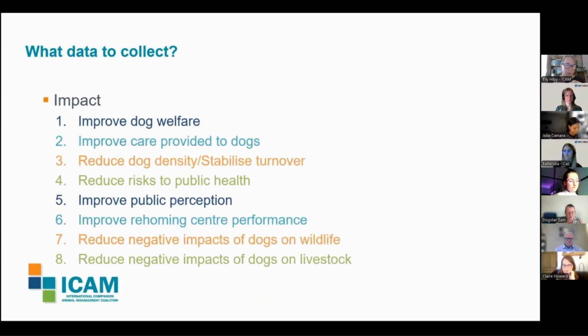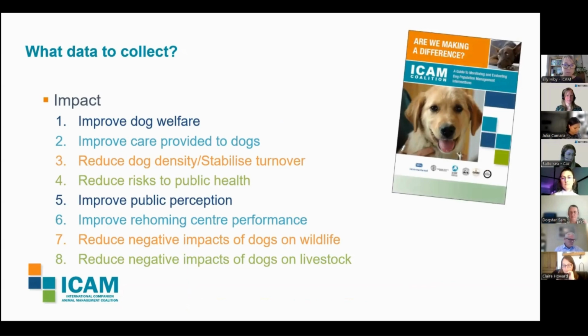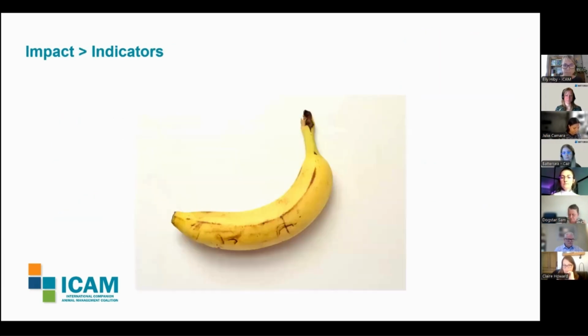But actually, where we really need data is at the level of impact. These are the changes we actually want to make with all our hard work. So what you see on the slide here is a list of 8 commonly stated impacts that we identified and explored in our ICAM guidance document called Are We Making a Difference? And you'll find that on our website. And we provide quite a lot of guidance in there on how to measure all 8 of these, but I'm going to focus on just a few examples for today.